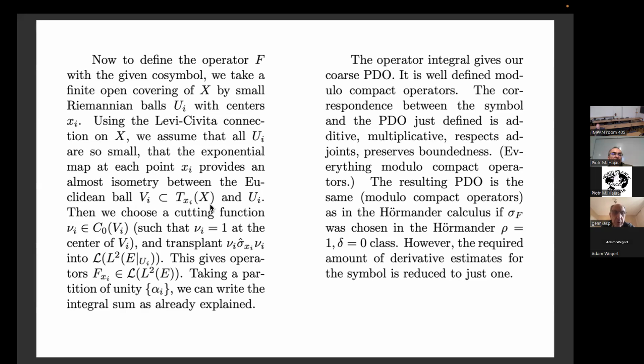And in order to make sure that you can use it locally, you have to cut it by some cutting function. It's not important exactly which function you take; modulo compact operators, any continuous function which is equal to 1 at the center of the ball gives the same operator, modulo compact operators. So that's another lemma which is also easy to prove. It's very much similar to the Hörmander thing that singular support is on the diagonal, and we transplant this operator into the space L2 restricted to the neighborhood U_i, open set U_i.